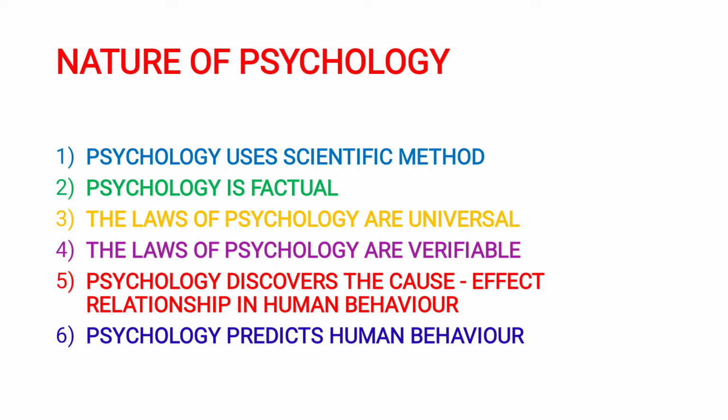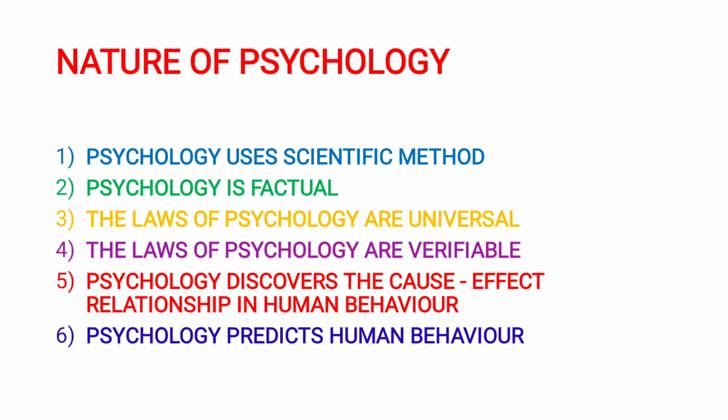Psychology uses scientific method. Psychology is factual. The laws of psychology are universal. The laws of psychology are verifiable. Psychology discovers the cause-effect relationship in human behavior. Psychology predicts human behavior. Now let me tell each and every point separately. I will explain.